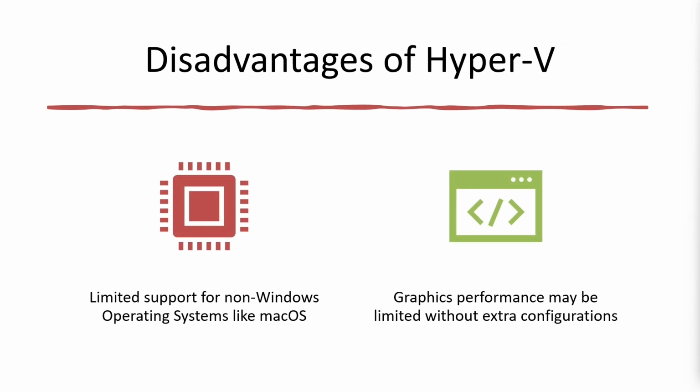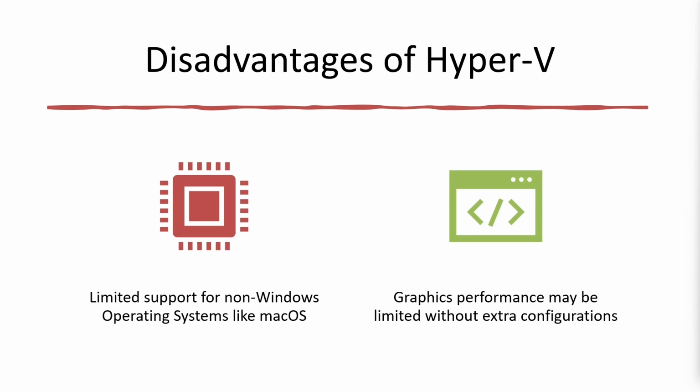Moving on to disadvantages of Hyper-V. Hyper-V has limited support for non-Windows operating systems like Mac OS, and graphics performance may be limited without extra configurations. So, Hyper-V can allow you to install multiple operating systems, such as your Windows or your Linux operating systems, but you may encounter problems if you're trying to install a Mac operating system on your Hyper-V, as it is not supported, and the reason for that goes down to difference in hardware.